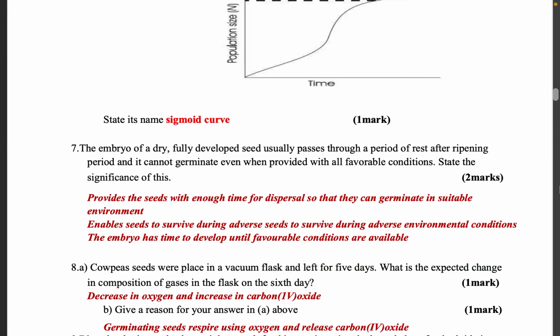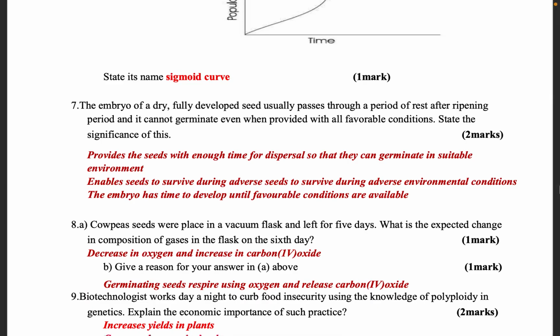Question 7. The embryo of a dry, fully developed seed usually passes through a period of rest after the ripening period, and it cannot germinate even when provided with all favorable conditions. State the significance of this. Provides the seeds with enough time for dispersal so that they can germinate in a suitable environment. It enables seeds to survive during adverse environmental conditions. The embryo has time to develop until favorable conditions are available.